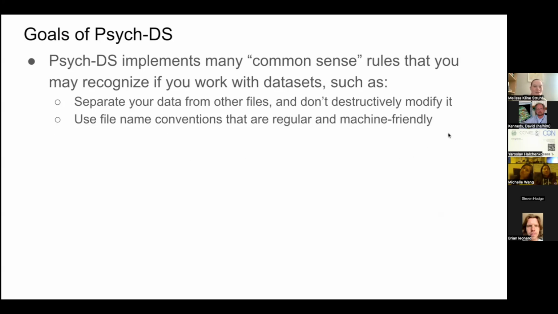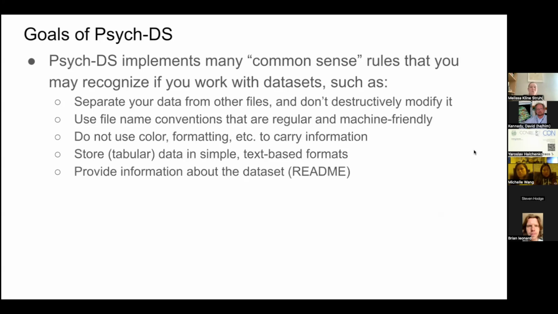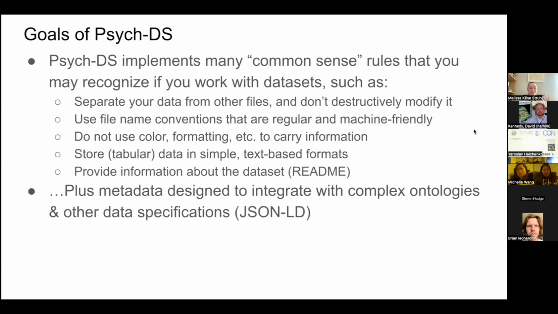So we are going to separate our data from other files. We are going to use file name conventions that are regular, machine friendly. We're not going to use color. We're going to use simple text-based formats. We're going to ask for a README. But we're going to combine those common sense rules with metadata that's in a format that's designed to integrate with more complex ontologies and data specifications. So it's JSON-LD metadata.